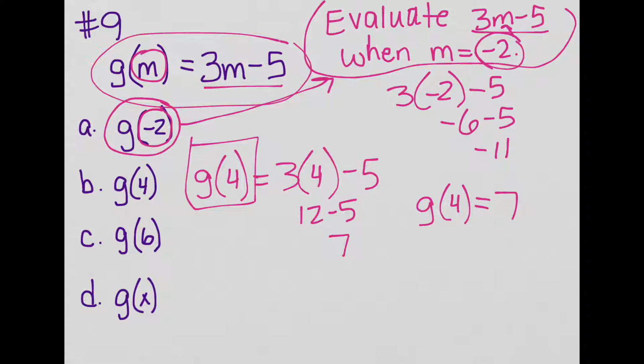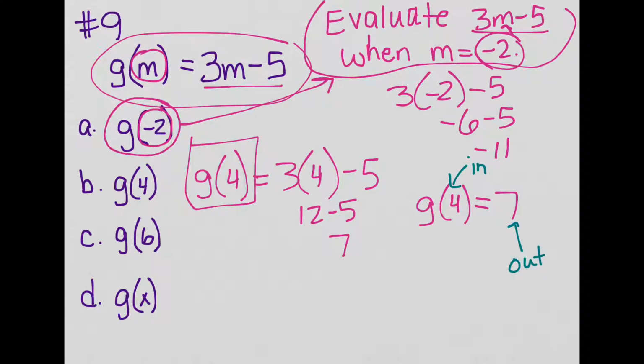Now, this is the cool part. This is your input, and this is your output. I put in a 4, and I got out a 7. That means that 4 would have been in my domain, and 7 would have been in my range.